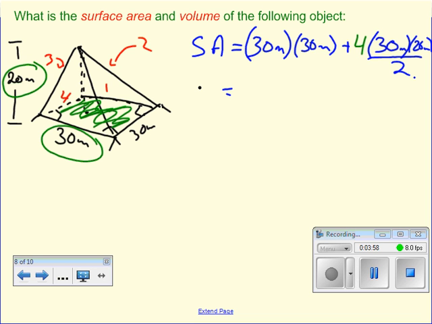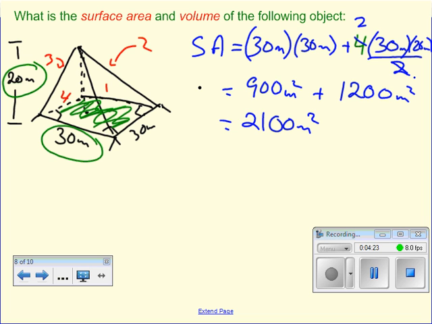So first thing, 30 times 30, 900 meters squared. Now, the 4 and the 2 kind of cancel out, and I'm left with 2 here. So 2 times 30 is 60, times 20 is 1,200 meters squared. Add these together, and I get 2,100 meters squared. So that's the entire surface of my pyramid.